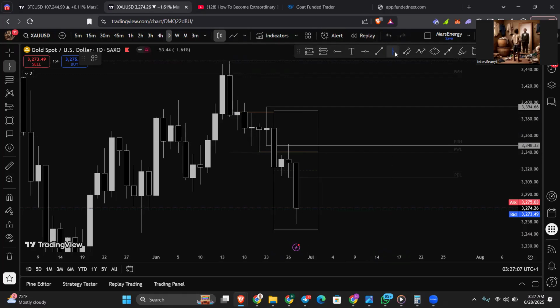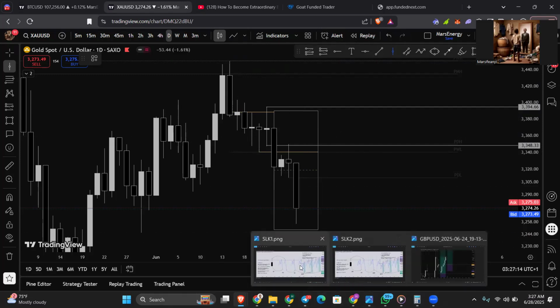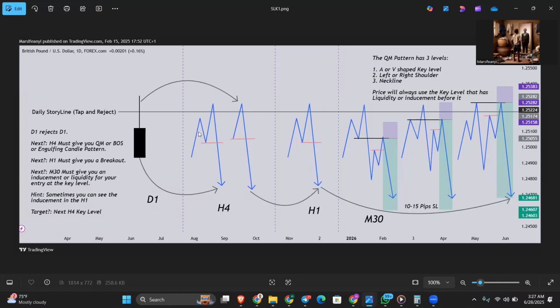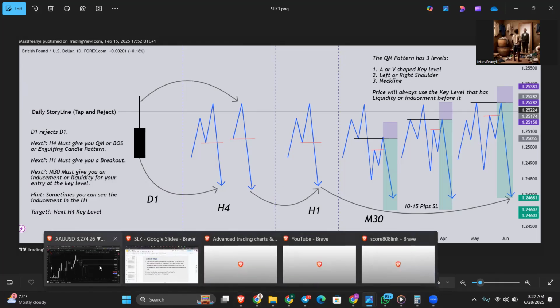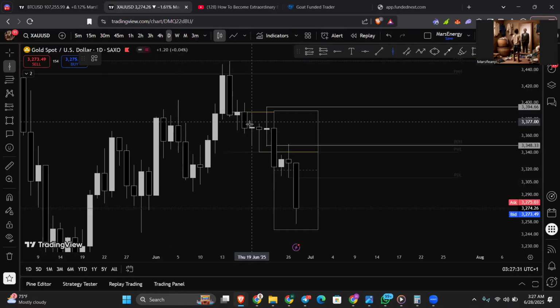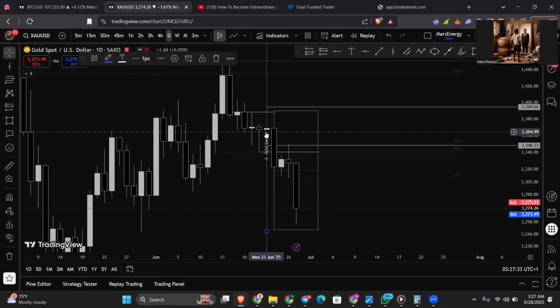But we don't just jump in and sell. Before we sell, we want to see if on the H4 we can get any of this. Tap and reject has happened, so we want to see if we can get any of this. If we're able to see any of this, it gives us confirmation to start selling. So we put this here, then go down to H4.